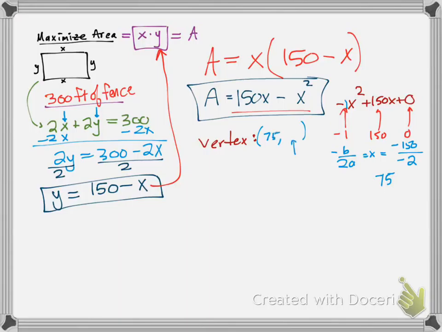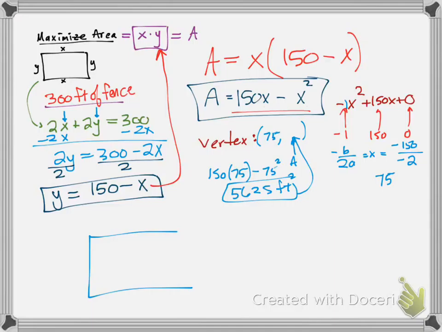Now there's a few different ways we can find that area. We could plug in 75 into our equation, 150 times 75 minus 75 squared, which is 5,625. And since we're looking at feet, this is square feet, and that is my maximum area.